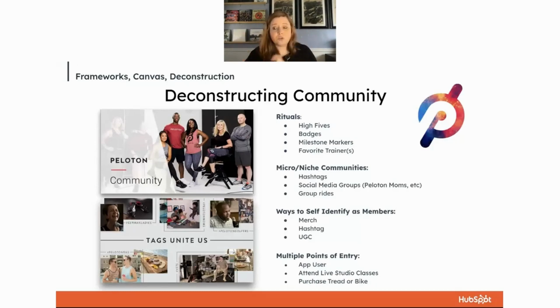And then Peloton uses a lot of that UGC to essentially celebrate those milestones for those people. So it's celebrating the community. And then they make it easier for you to join. I think my only issue with Peloton would be that I don't think they market the app well enough. You don't have to have the tread. You don't have to get the bike in order to be a part of the Peloton community.